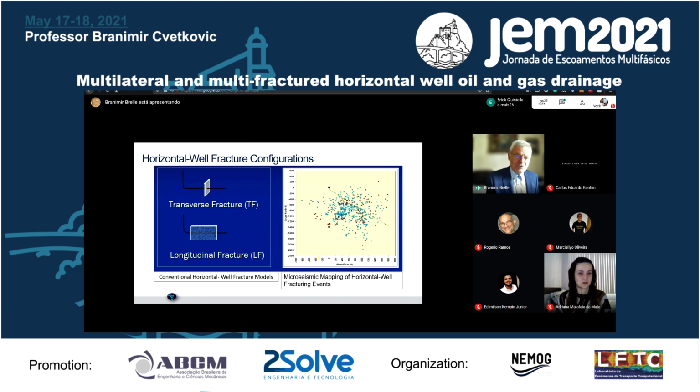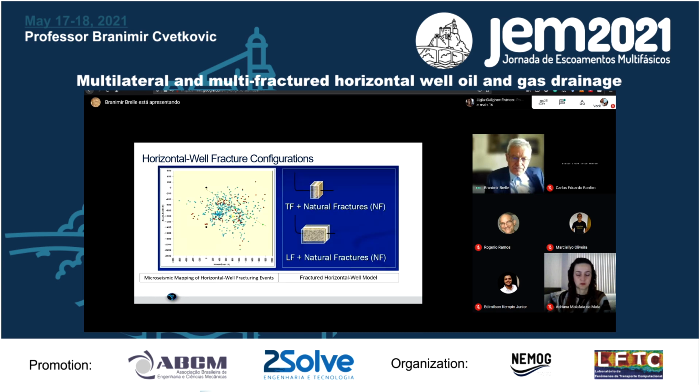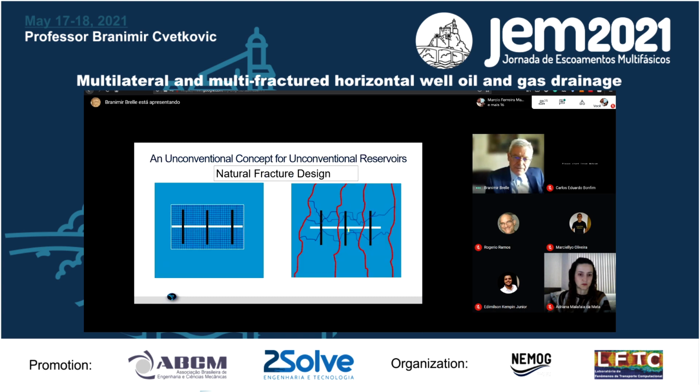Then we have to use horizontal well fracture configuration. We have transversal fracture and longitudinal fracture. Then we have microseismic mapping. This mapping is helping us define the space where we can do the fracturing. Now it is up to the system how they will create the fracture, that means up to the expert to create the fracture. And here is more about what we discussed earlier, okay?